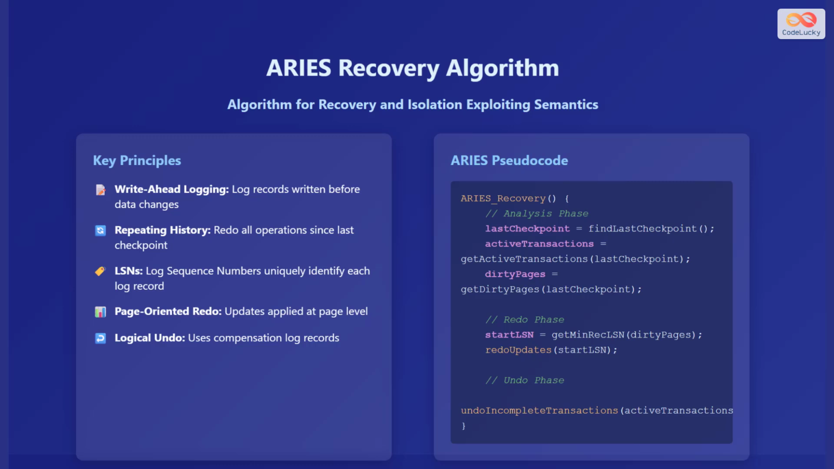Here is the ARIES pseudocode. The ARIES recovery function includes the analysis phase, which finds the last checkpoint, gets active transactions, and gets dirty pages. The redo phase gets the minimum record LSN from the dirty pages and redoes updates from that point. And finally, the undo phase undoes incomplete transactions.